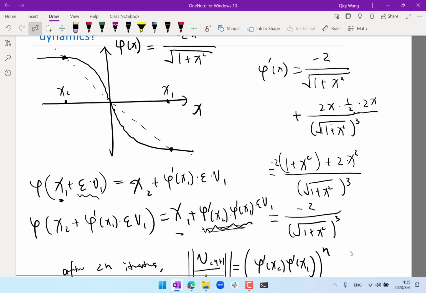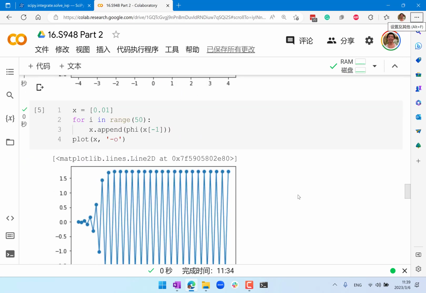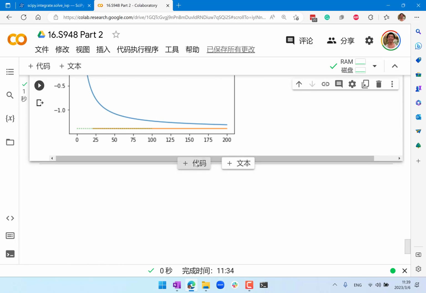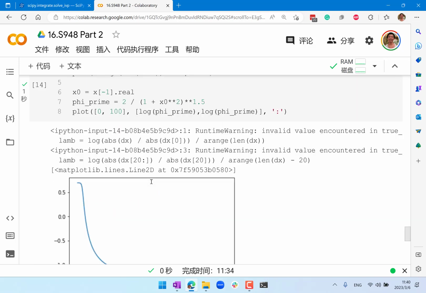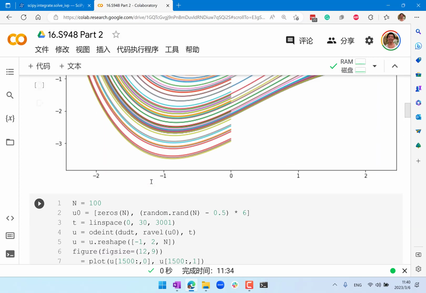Okay, so this is for a discrete time dynamics. So now let's move to a continuous time dynamics, and we'll look at the van der Pol oscillator itself. Okay, so again, the definition of the van der Pol oscillator, let's copy it from our previous.